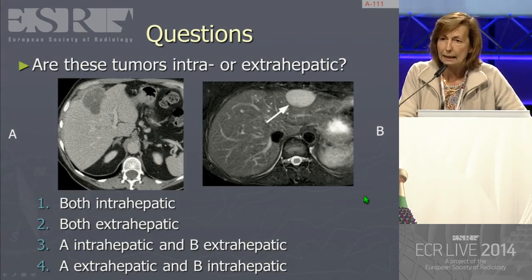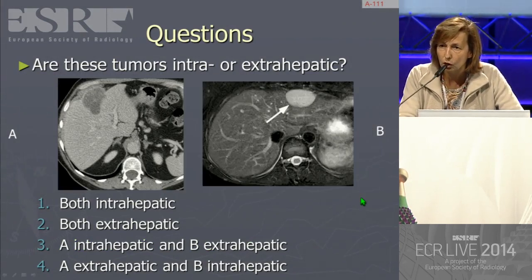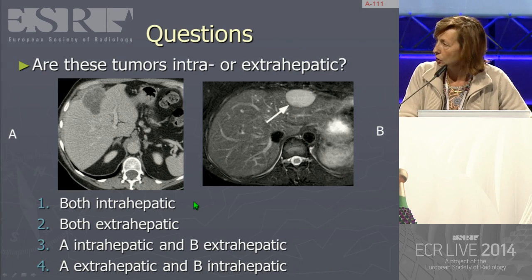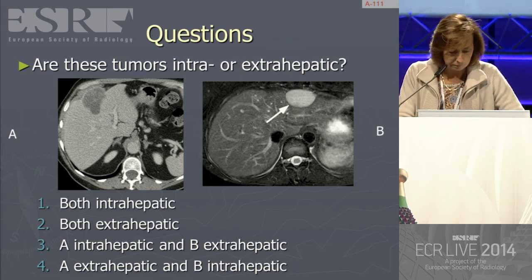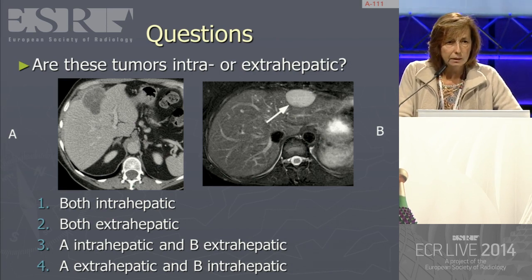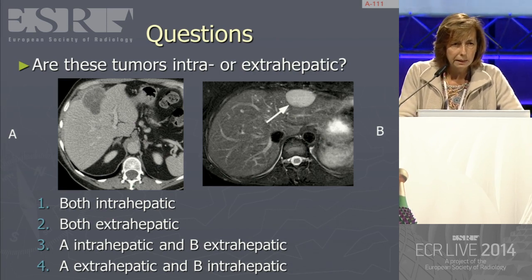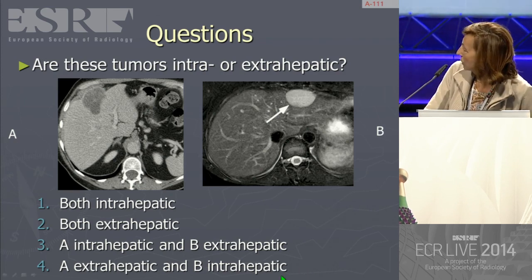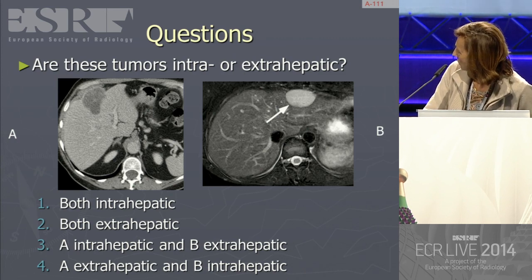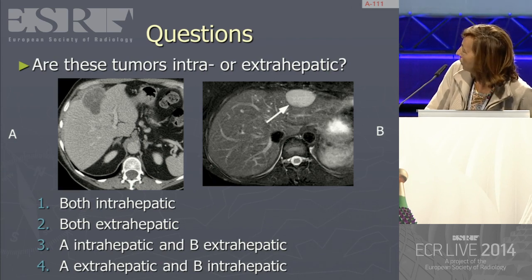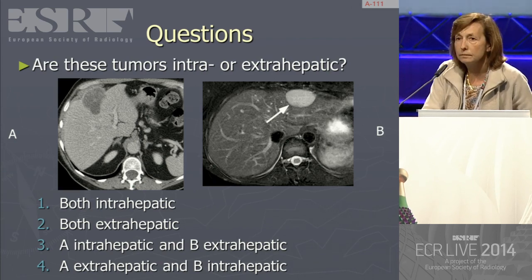But before, I'd like to ask you exactly the same question with two other tumors, A and B. Are they both intrahepatically located? Are they both extrahepatic? Is A an intrahepatic tumor and B extrahepatic, or the reverse? Let's see our results. Can we see the votes, please, and the number of people connecting?